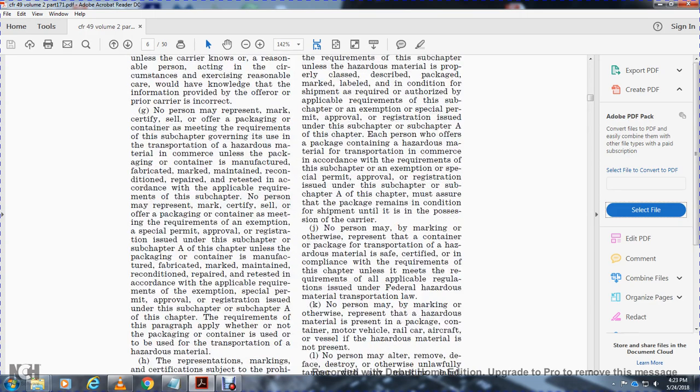No person may represent, mark, certify, or sell a packaging or container as meeting the requirements of this subchapter for use in the transportation of hazardous material in commerce unless the packaging or container is manufactured, marked, and maintained, reconditioned, repaired, and retested in accordance with the applicable requirements of this subchapter.